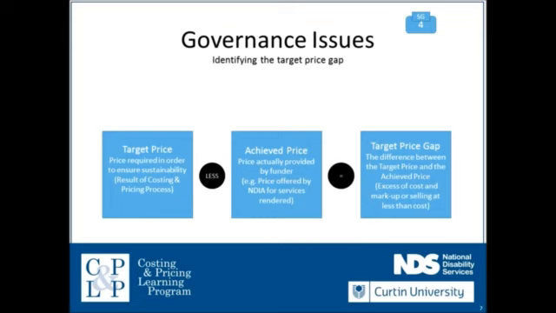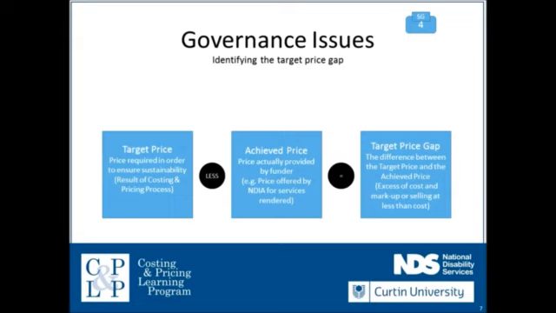It could also be the achieved price received from any state or Commonwealth agency, or indeed any price paid by a customer for purchases that you might provide. However, generally speaking, we call the achieved price that price offered by the NDIA for services rendered. The difference between the target price and the achieved price is the target price gap.